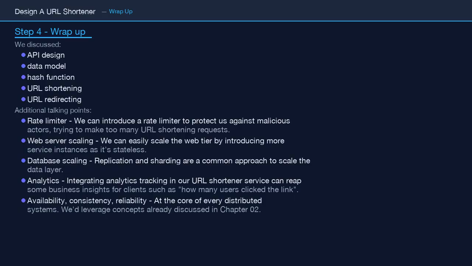And finally, availability, consistency, and reliability are foundational concerns for any distributed system. The strategies for tackling those were covered back in Chapter 2, and everything discussed there applies directly here.